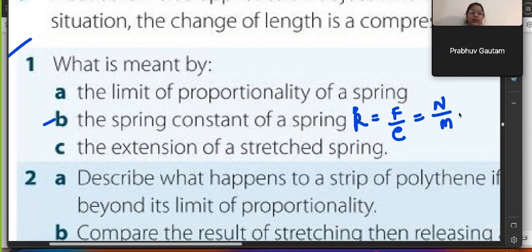Next one, the extension of the stretched spring. Extension of the stretched spring is how much extra distance you get when you pull the spring from its original state. So the increase in length from its original length is the extension of the stretched spring.